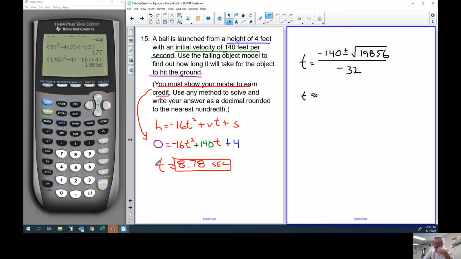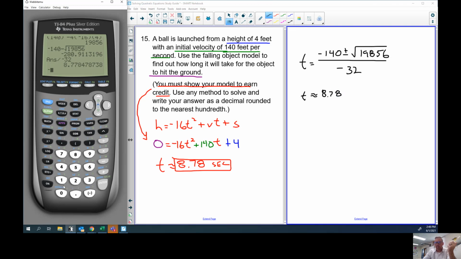So t is about, because we're going to punch this into the calculator now, negative 140 minus the square root of that 19,856, all divided by negative 32. There's my answer, 8.78 seconds. Now, you might be thinking, well, isn't there a second answer?